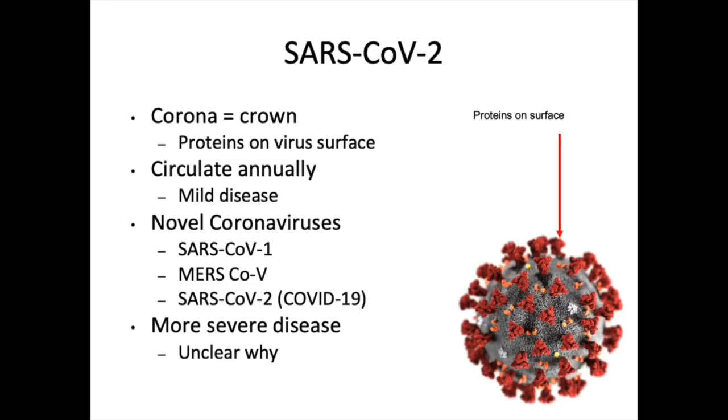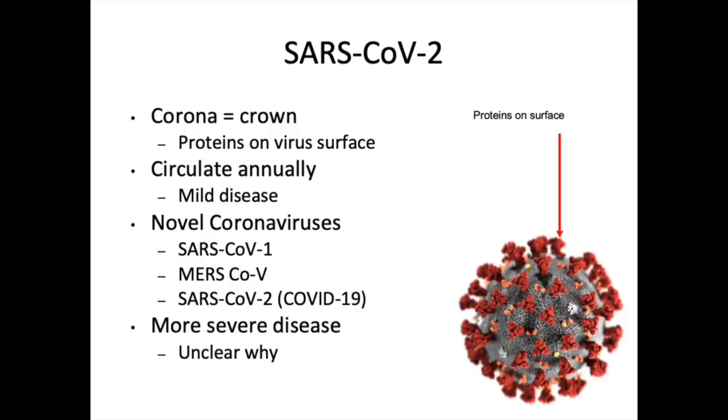Coronaviruses are respiratory viruses that were first identified in the 1960s. They're named after the crown-like spikes on their surface. In Latin, the word corona means crown or halo. Now, most human coronaviruses circulate every year and cause just a mild respiratory illness that's similar to a cold.